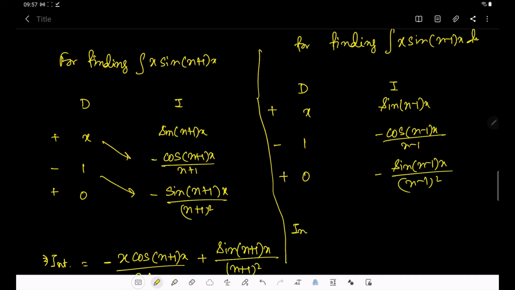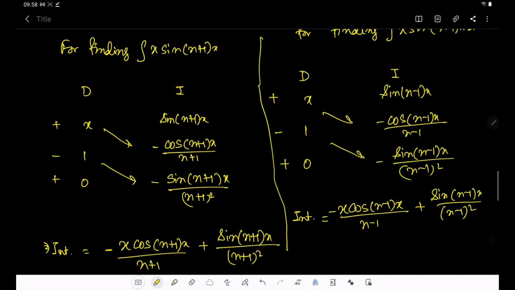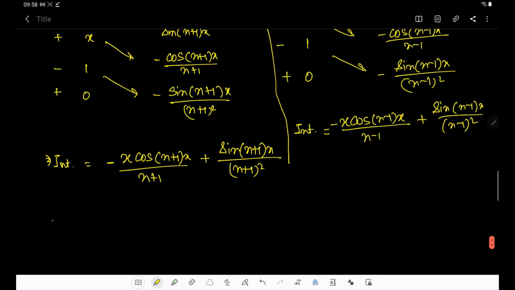So the integral value is equal to, integration will produce minus x cos of (n minus 1)x, and this would be plus sin of (n minus 1)x by (n minus 1) whole square. Now we will write the value.